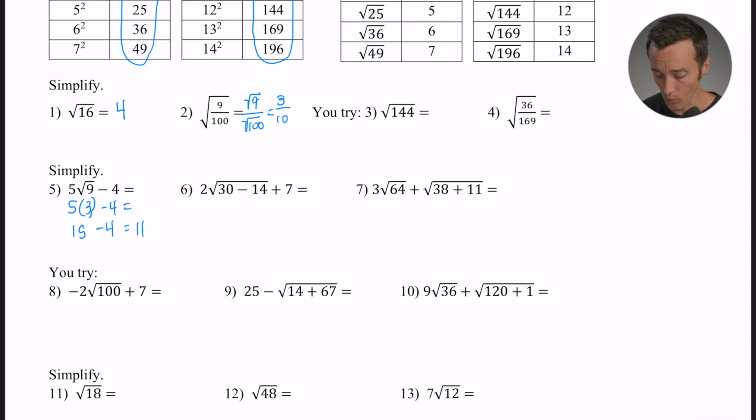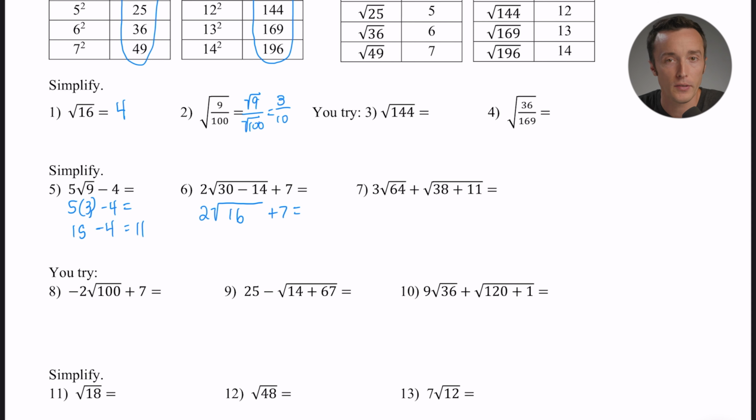Now, what about something like number 6? Notice under the square root symbol, we have 30 minus 14. You need to do that subtraction problem first. So instead of 2 times the square root of 30 minus 14, what is 30 minus 14? Well, that's 16. I still have that plus 7 over here.